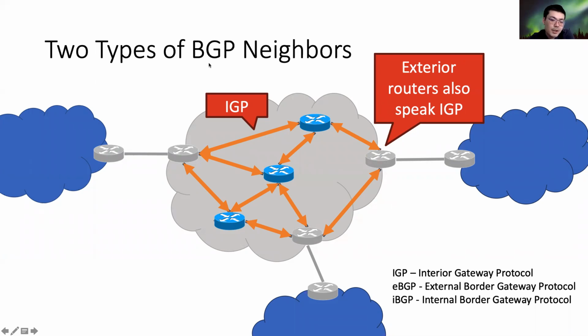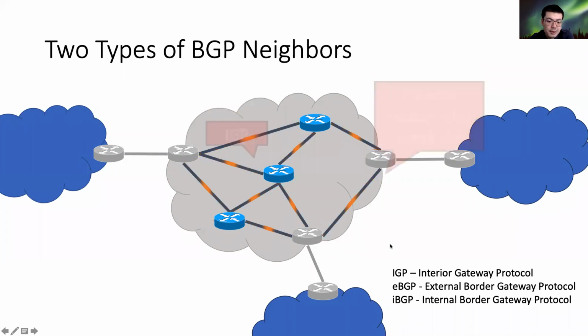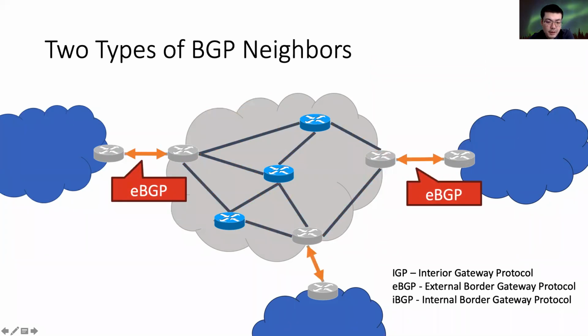So this is all BGP kind of thing, right? Within here, you want to run an interior gateway protocol. But when you're on the border, you will run the BGP protocol. So instead of the IGP, the BGP protocol has two types. The first is called eBGP. The second is called iBGP.